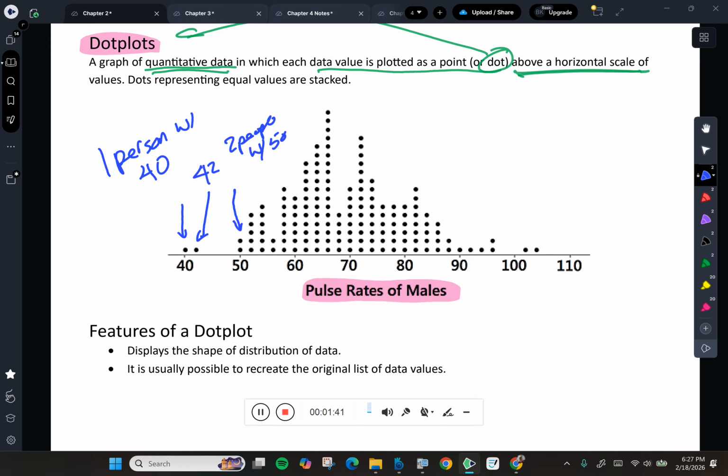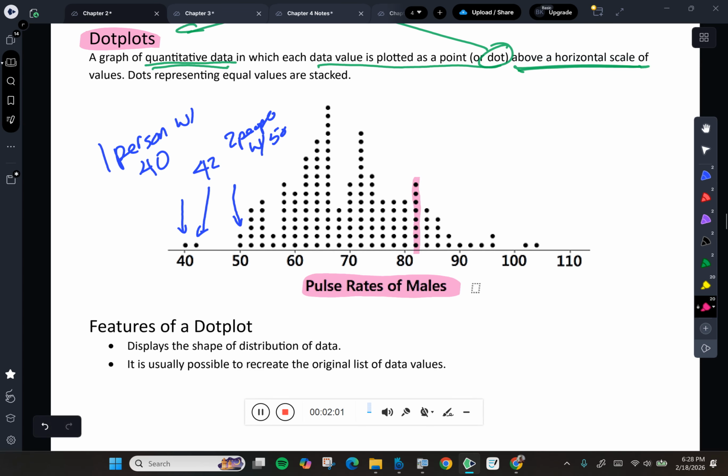So basically what a dot plot does is it creates kind of like a histogram. It's just instead of having categories or classes that have any width to them, any one single column here, like this guy, just represents one single pulse rate. In this case, that's probably what, 82? Yeah. And so each data value is plotted as a point above its place. So all of these are the 60s, all of these are the 70s, and so on and so forth.